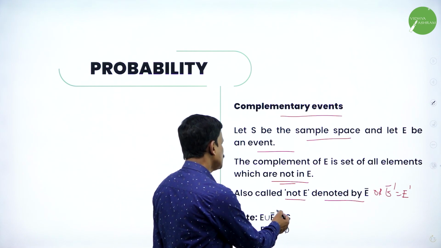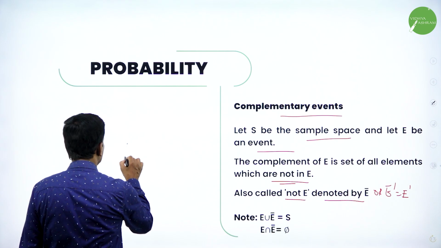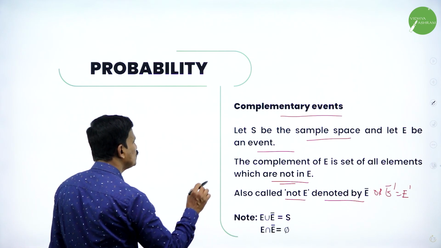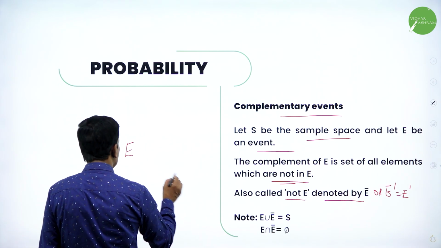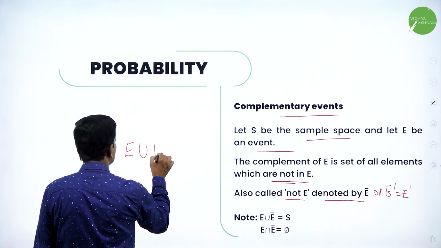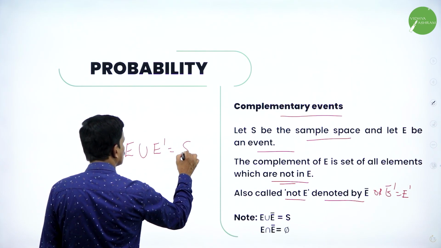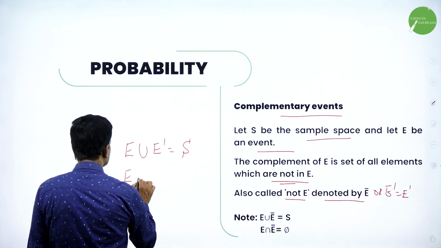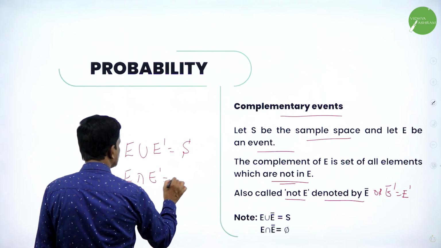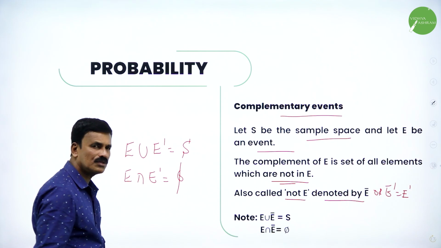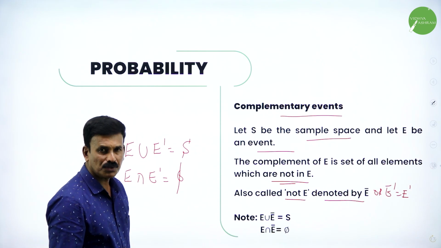If E is a set and the complement of E is E dash, then E union E dash is the sample space, and the intersection E intersection E dash is a null set. This is also an important concept.